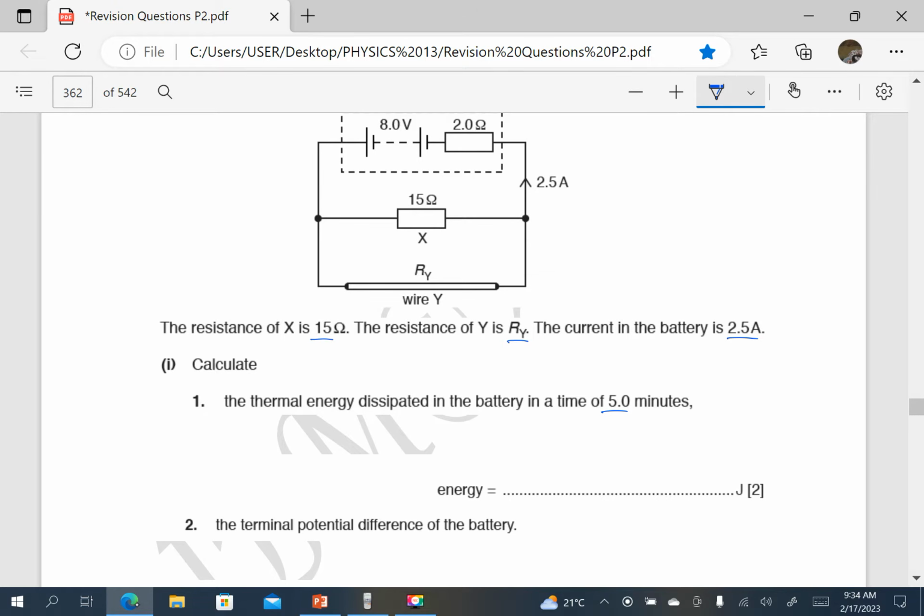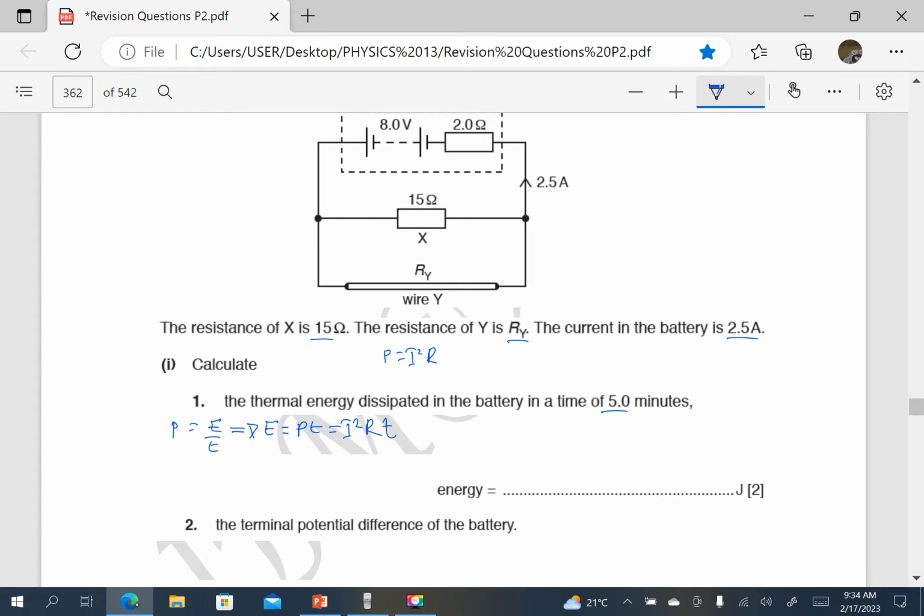When we say thermal energy dissipated in the battery in that time, then we recall that power is equal to energy over time, which therefore implies that energy is going to be power times time. Since we have an electrical circuit, the power we are talking about here is electric power, where we know that power is equal to I squared times R. Therefore, this is going to be I squared R, then times T.